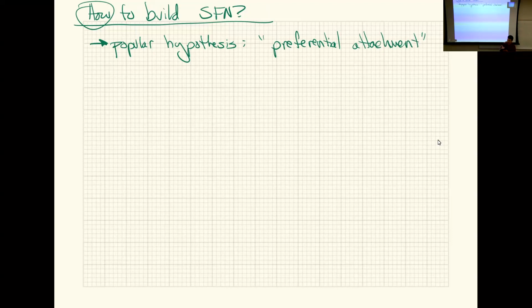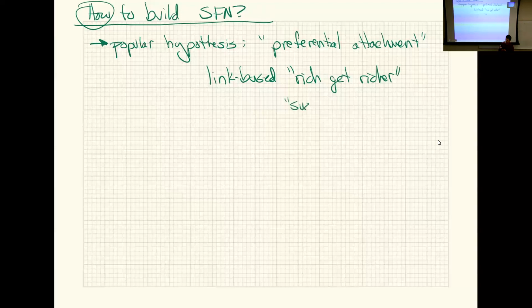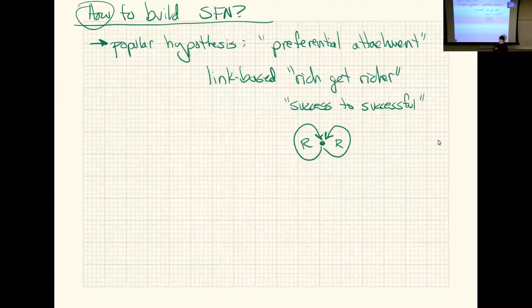And this is sort of a link-based rich get richer, or success to the successful. So basically, we're back to our archetype where we've got two reinforcing loops that are sort of fighting each other until one grows and dominates the other. So let's just say positive feedback.